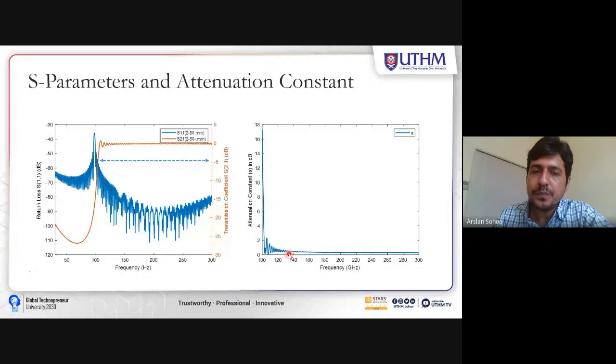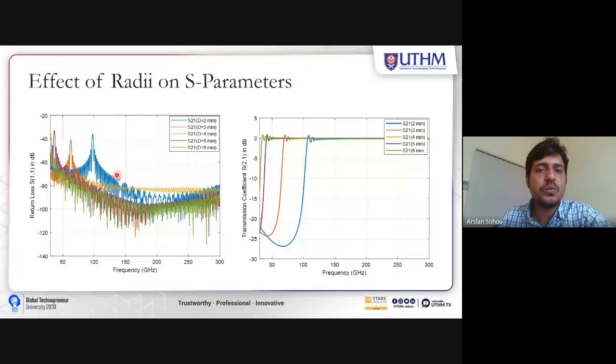Now the effect of radius on the different parameters. As we can see here, S11 when the diameter is 2 millimeter, 3 millimeter, 4, 5, and 6. Also on the right side, it's just S21. You can see that for the 2 millimeter diameter, it is almost above 100 gigahertz. So we can use an even narrower waveguide for the proposed band, because our band is 100 to 300 gigahertz.